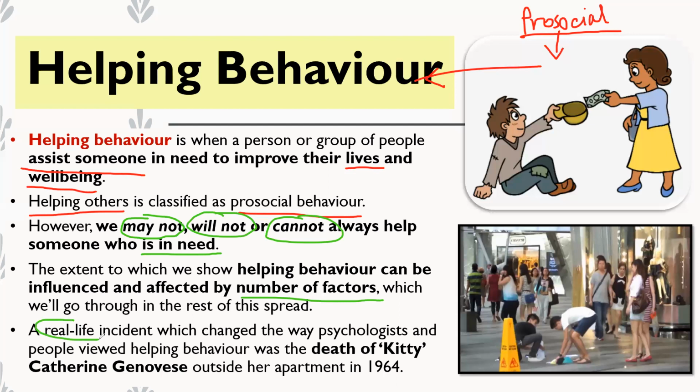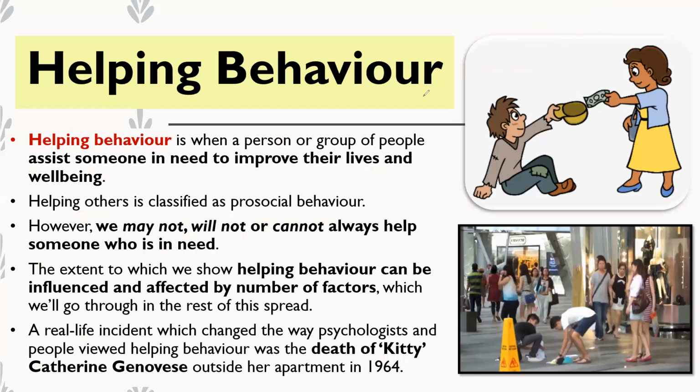We're also going to look at a real life incident of the death of a lady called Catherine Genovese. Her nickname was Kitty, who basically was stabbed outside her apartment. And basically her story is one of what happens when people don't help, even when they see somebody who's suffering, who's struggling, who's literally on the brink of dying. What happens when people don't help? Okay, and this was a very old incident, happened in 1964, but I'll go into this in a bit more depth, and we'll watch a video as well about it. Okay, so that's helping behavior.